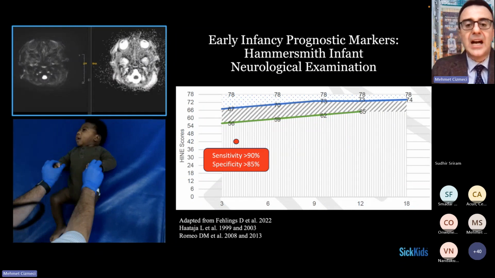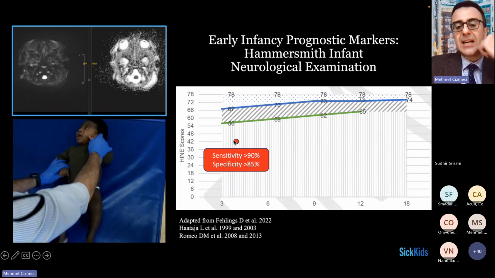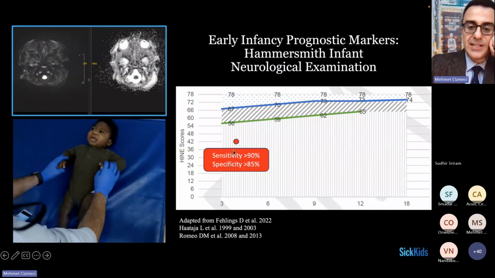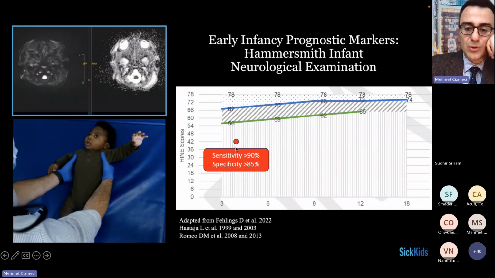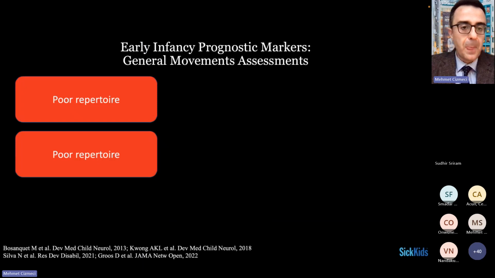This baby had a HINE score of 42, and plotting it on the chart gave us a high sensitivity and specificity for abnormal motor development. And looking at the literature, using HINE, if we get a HINE score below 40, it also gives us some information about being ambulatory in the childhood period. And this baby was very close to the threshold and later developed cerebral palsy.